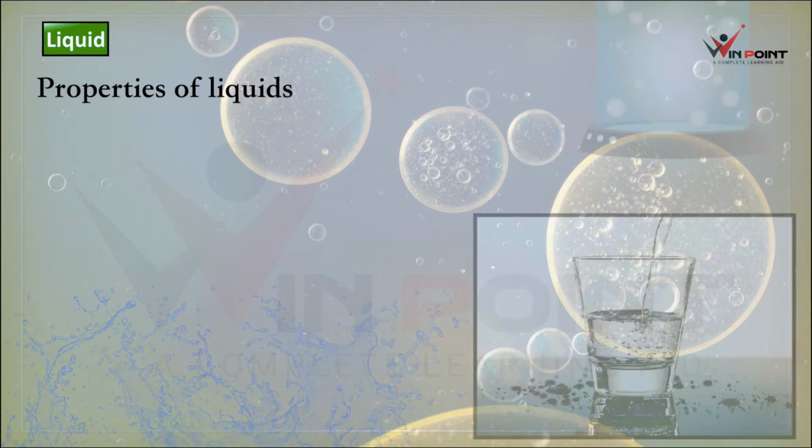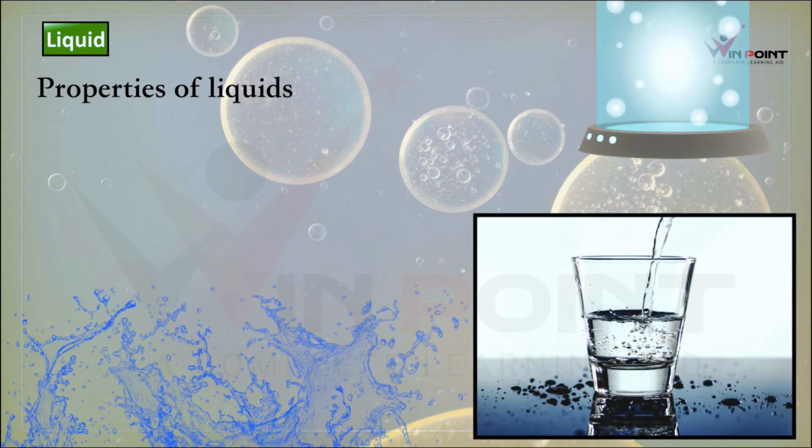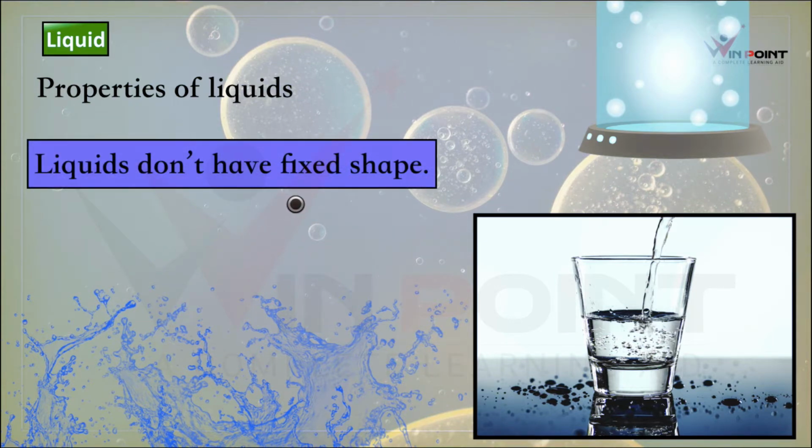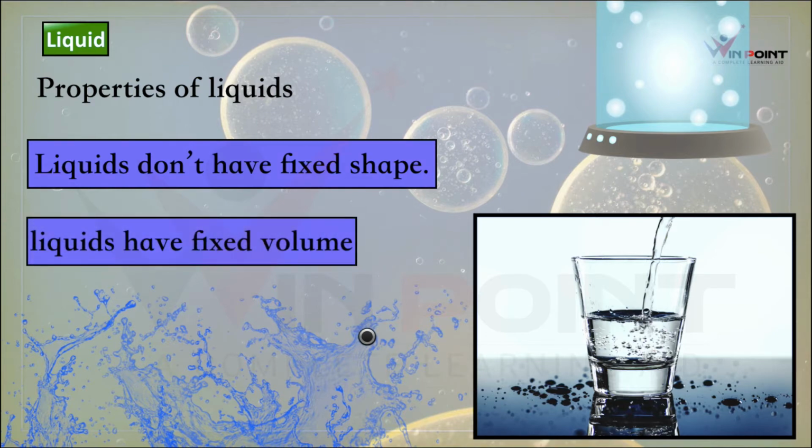Now we can discuss the shape. The shape of liquid is always changing. If we take liquid in a glass, the shape will be the shape of the glass. If we take the liquid in a bottle, the liquid will attain the shape of the bottle. Liquids don't have a fixed shape, but they have a fixed volume. The volume is fixed, but the shape is not fixed.